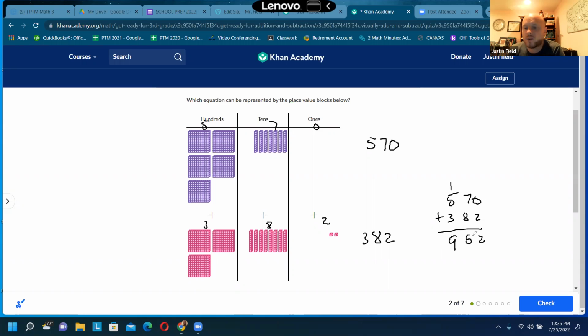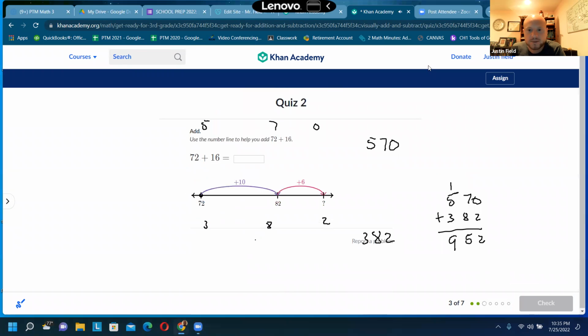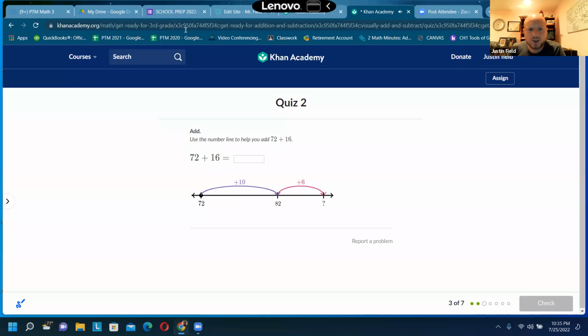So I just add the ones, I add the tens, and if I add the tens and it's 15, then I put that one over top of the hundreds and add the three numbers together. You get 952. So it's got to be that one. And I would encourage you to do it that way too.